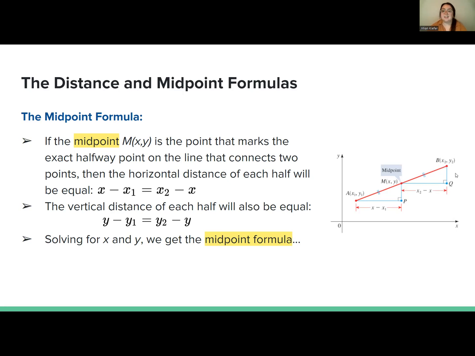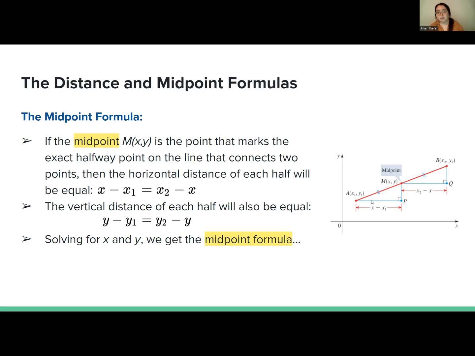Just to say that it is exactly halfway. And same thing for the vertical distance. The y values are going to work the same way. The y value of the midpoint minus the y value of the first point has to be equal to the y value of the second point minus the y value of the midpoint, just to say that they are perfectly equal. They are right smack dab in the middle. That's all those are stating.